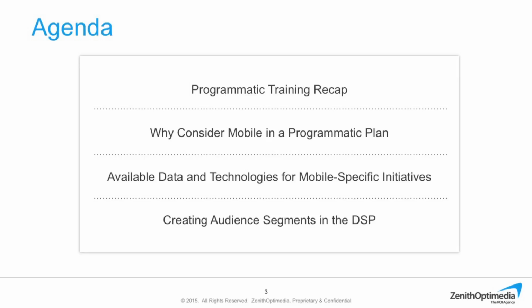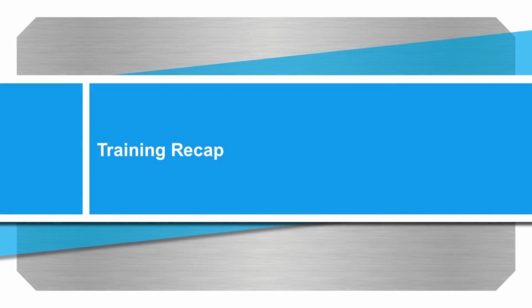In preparation for today's meeting, we will take a step back and look at the programmatic training that we've had so far. We'll also consider why to add mobile within a programmatic plan. And then we'll look at the available data and technology for mobile-specific initiatives. And at the end, we'll create an audience segment within the DSP. Now let's take a step back and look at the training that we've already done.